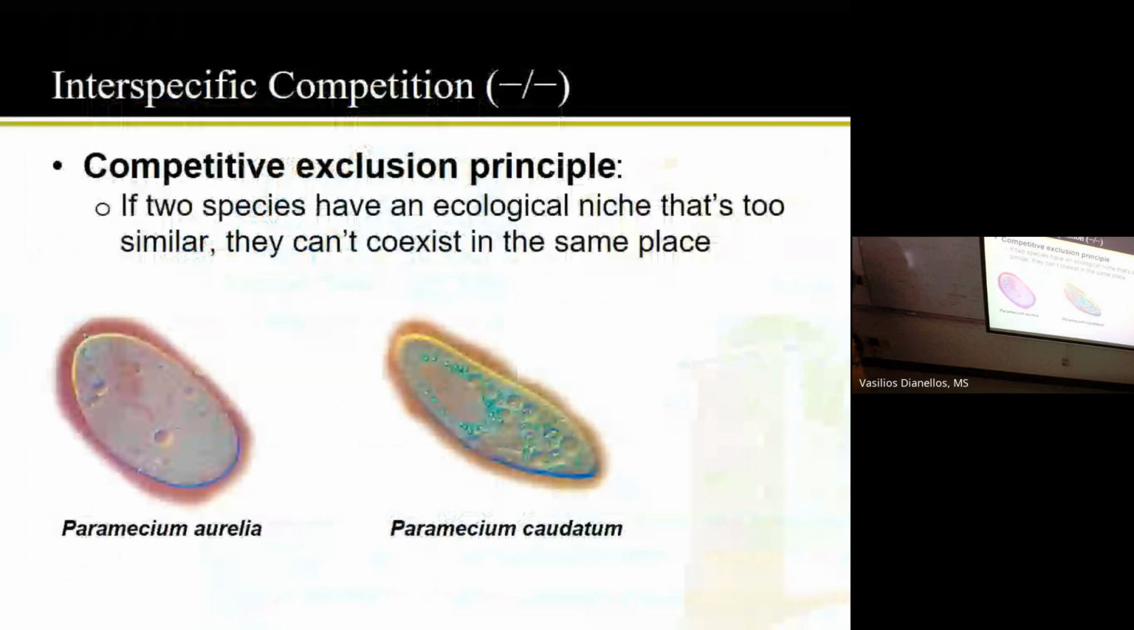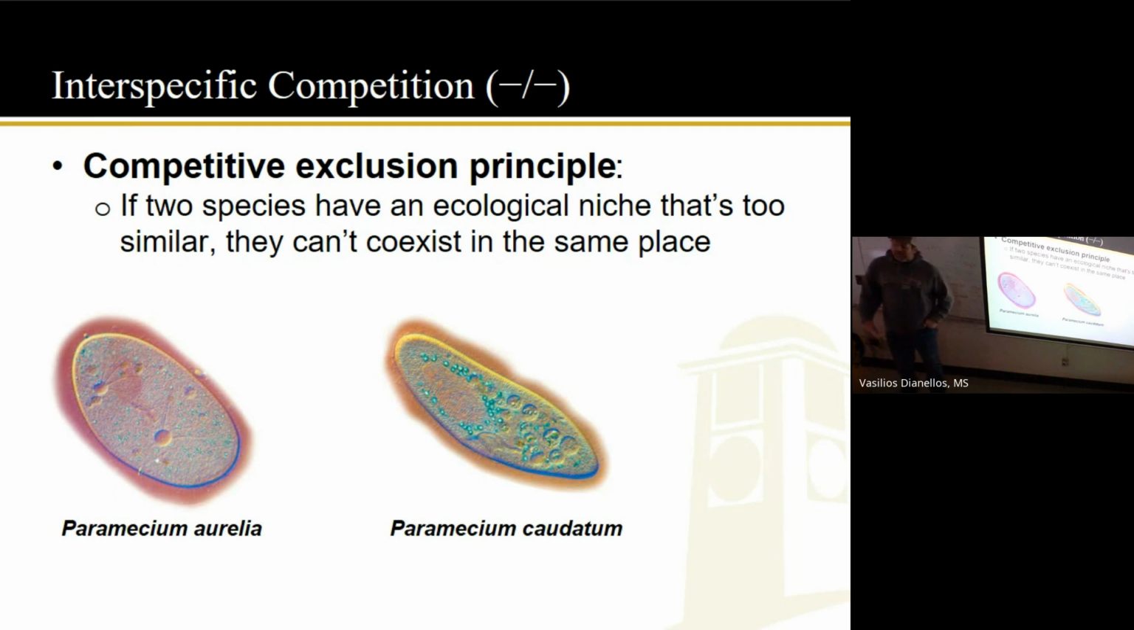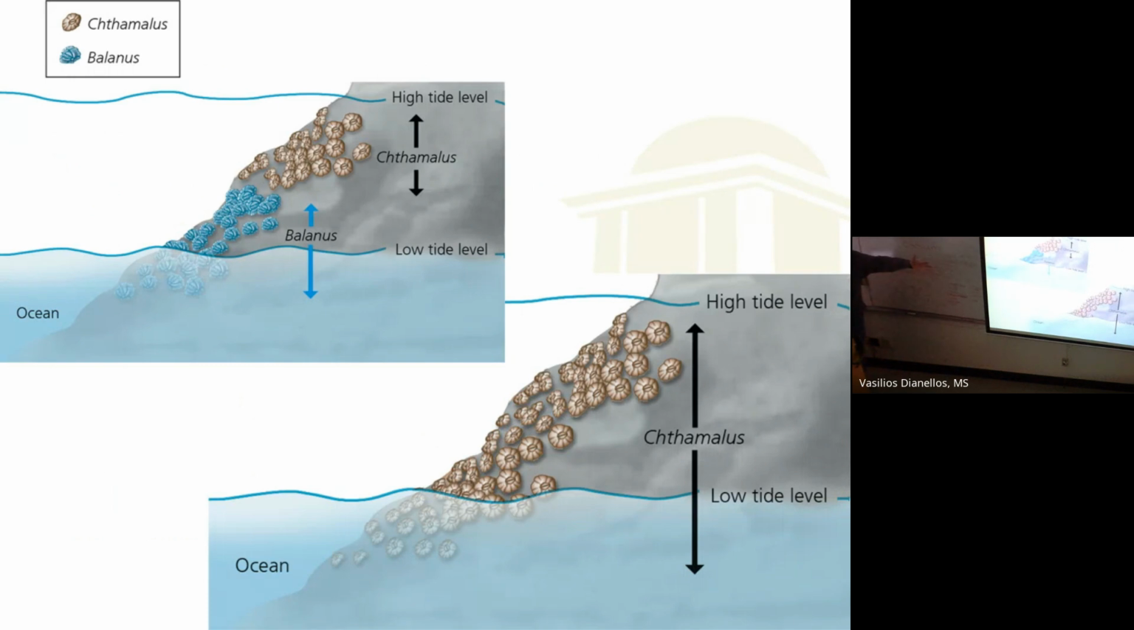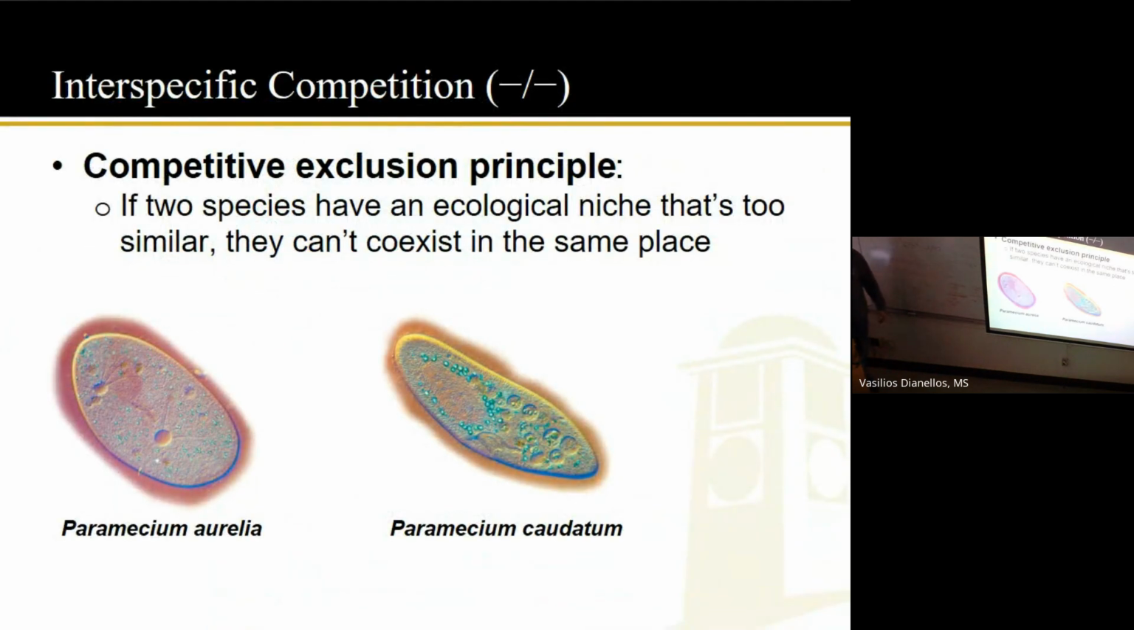The competitive exclusion principle. You need to know about this for the exam. If two species have an ecological niche that's too similar, like the one we just saw, they cannot coexist in the same place. So again, they didn't, right? They separated themselves because they compete. So that's what happens. I'm going to give you this example of these two different species of paramecium.